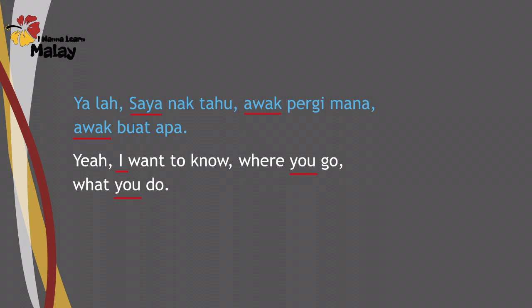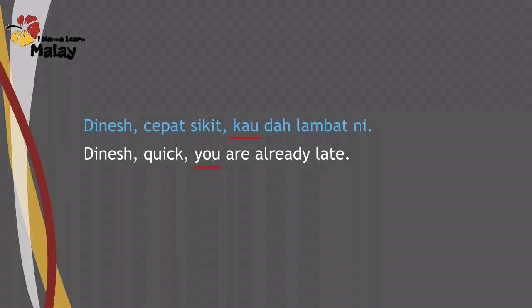So the dialogue was between Dinesh and his teacher and also his boss. So the teacher referred to Dinesh as awak, but the boss referred to him as kau. So, yalah, saya nak tahu awak pergi mana, awak buat apa. So that was said by the teacher, which means, yeah, I want to know where you go and what you do. But the boss refers to Dinesh as kau. Dinesh, cepat sikit, kau dah lambat ni. Which means, Dinesh, quick, you are already late.